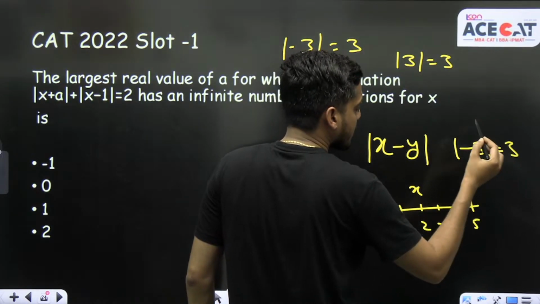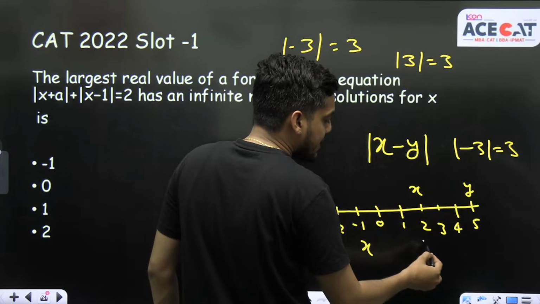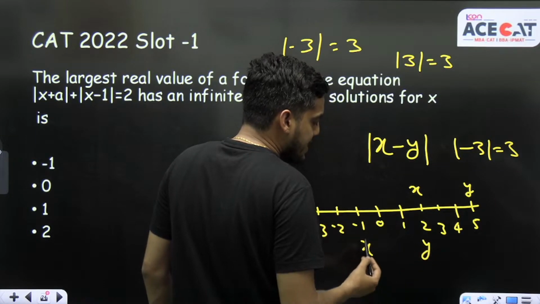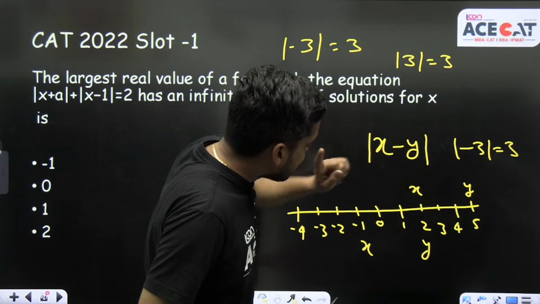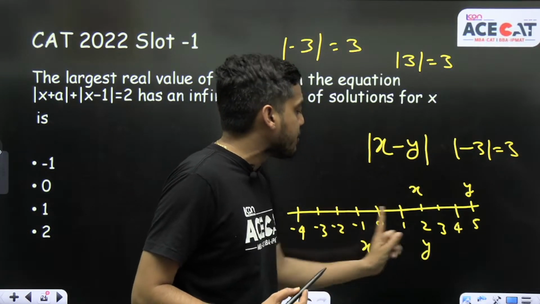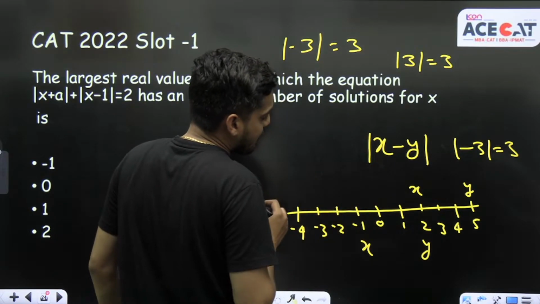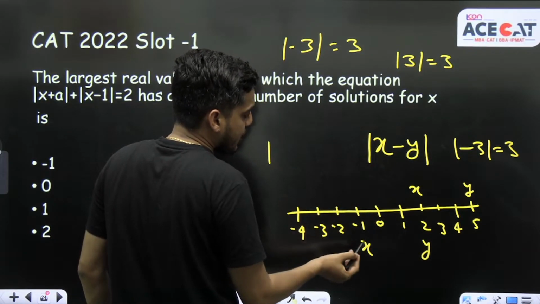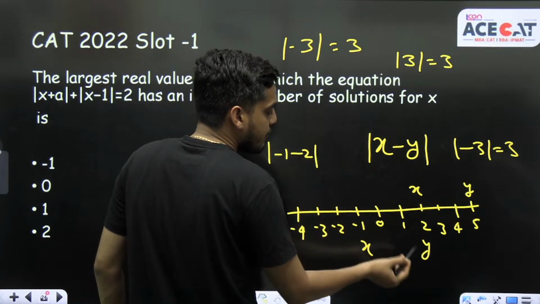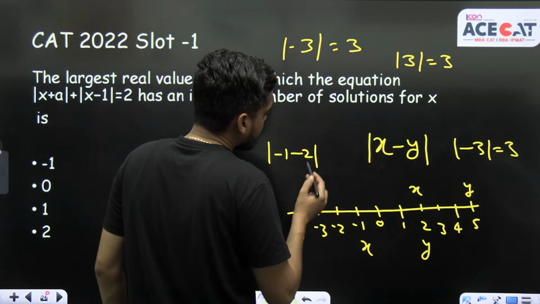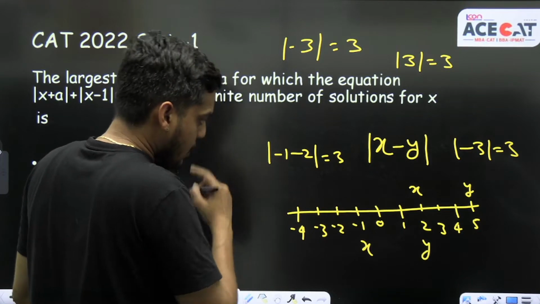Similarly, I can take x as minus 1 and y as 2. The distance that we can see on the number line, that is 1 unit, 1 unit, 1 unit. The distance between minus 1 and 2 is 3 units. If I solve it from mod of x minus y, x is minus 1, minus y is minus 2, so it becomes plus 3 only. Are you getting my point?